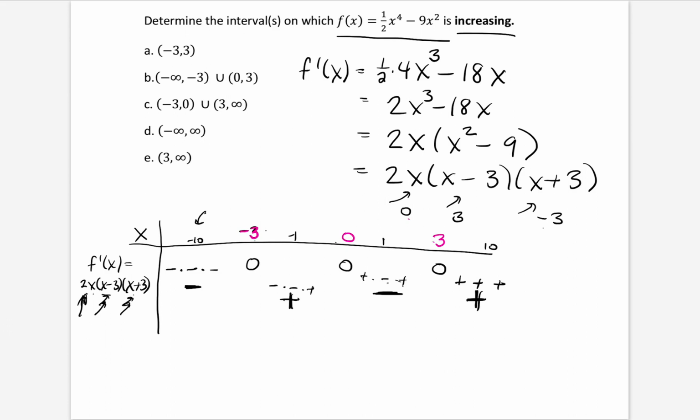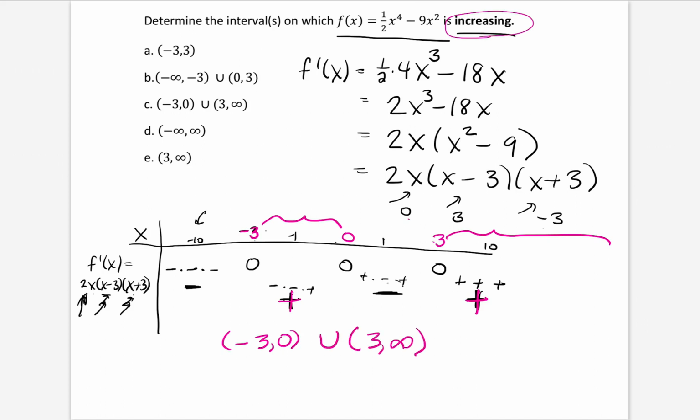And now we just have to look at the intervals where the first derivative is positive, because that's where our function will be increasing. So it's positive here, and it's positive here. So it's positive on the interval between negative 3 and 0, and anything larger than 3. So that would be from negative 3 to 0, and from 3 to infinity. So we would choose answer C.